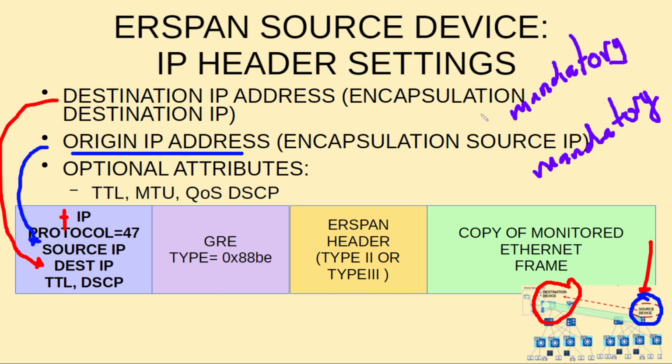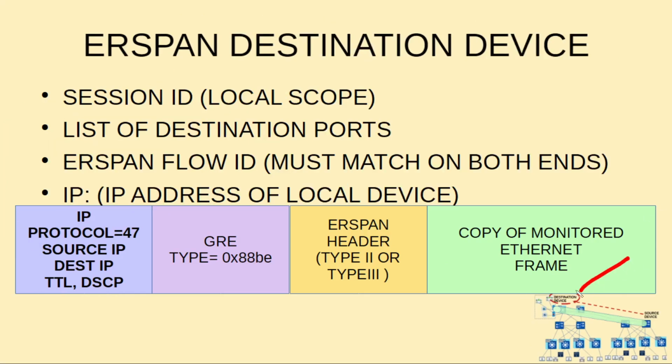These two pieces of information are mandatory, but you have optional attributes. You can set up the time to live and the DSCP values, and optionally also you can set up what will be the MTU for this encapsulation. Now let's talk about the destination device configuration.